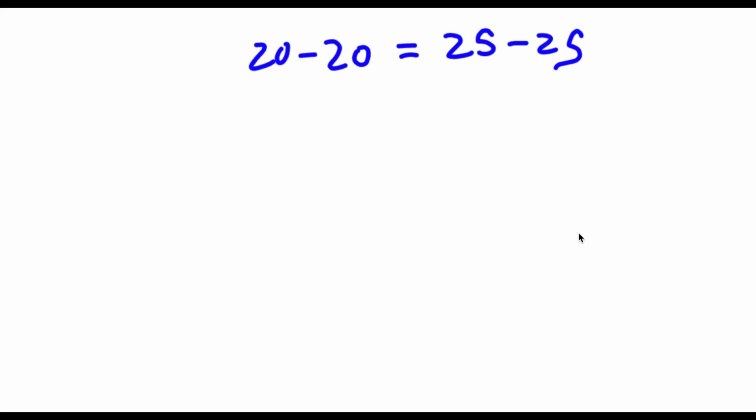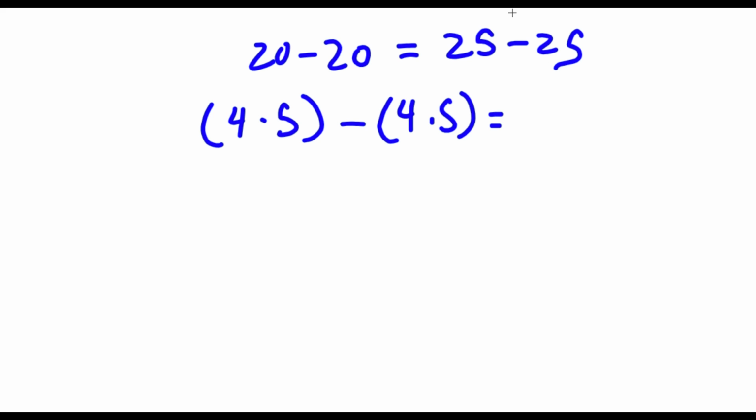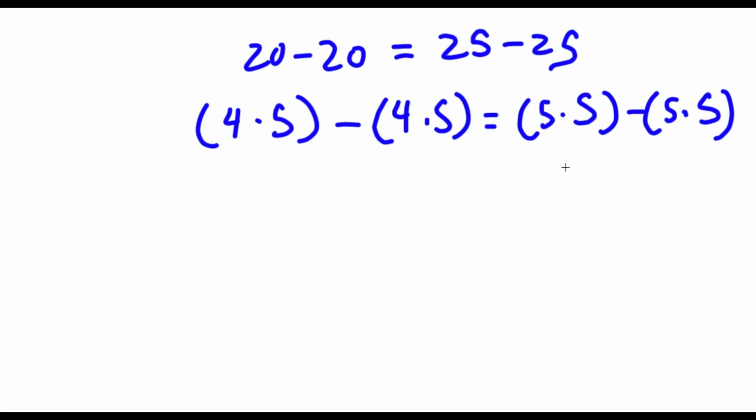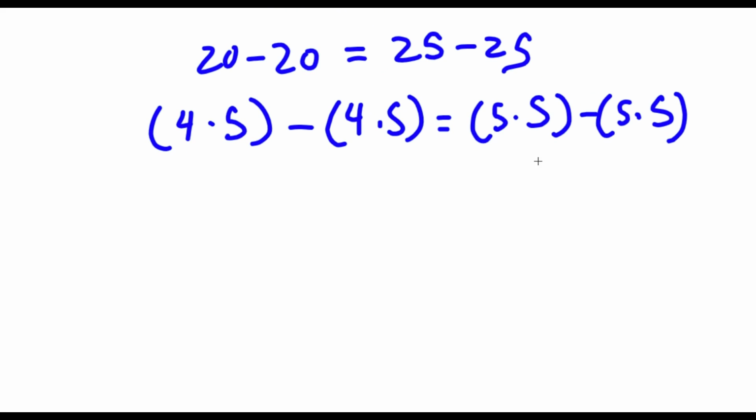Now, 20, this is the same thing as 4 times 5. So now I have 4 times 5 minus 4 times 5 is equal to 25. This is 5 times 5 minus 5 times 5. So again, I'm not going past the rules or anything. 20 is equal to 4 times 5, so I simply substitute in 4 times 5 for 20, and same thing with 25. 25 is equal to 5 times 5, so I simply substitute in 5 times 5 for 25.